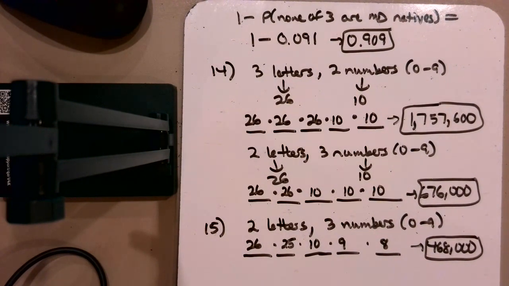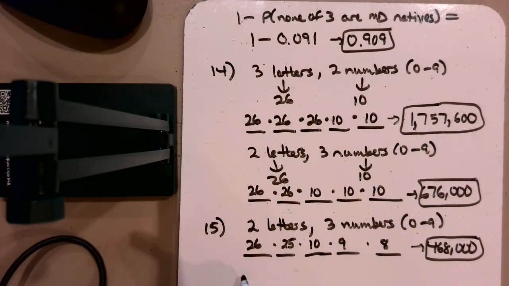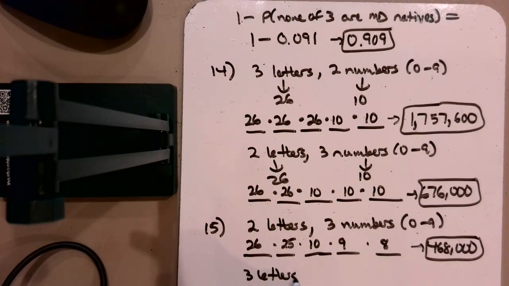The other version of question 15 says 3 letters followed by 2 numbers from 0 to 9.